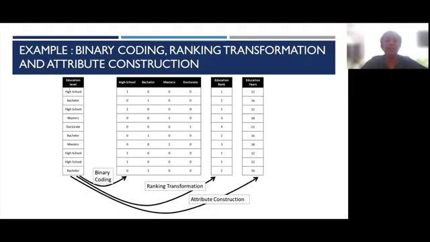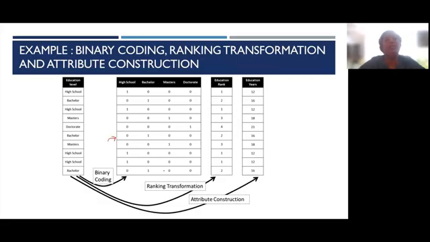An example is given here. Here is a categorical variable: education level. High school, something like A level, bachelor's degree, master's degree, doctorate. How can you encode this? You have to convert it into numerical form. How do you do that? Well, this is one way to do it. We call it binary coding.